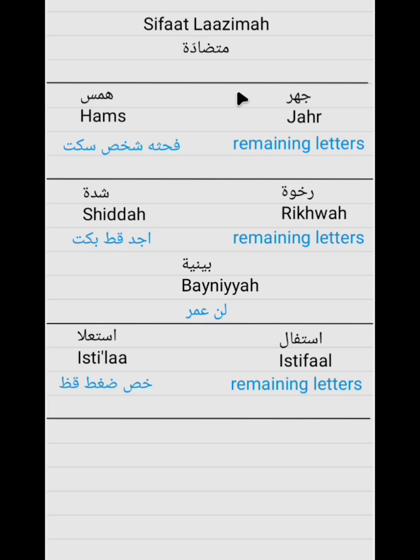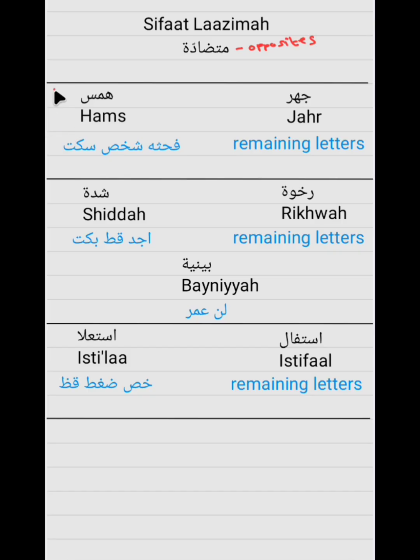So now sifat lazima is further broken down into two portions. The first portion is mutadadda and the second one is ghayr mutadadda, right? Mutadadda means the ones that have opposites. If there isn't a sifat that is a direct opposite of this sifat, then it's called ghayr mutadadda. But these three that I'm going to teach you now are called mutadadda because they have opposites, right?